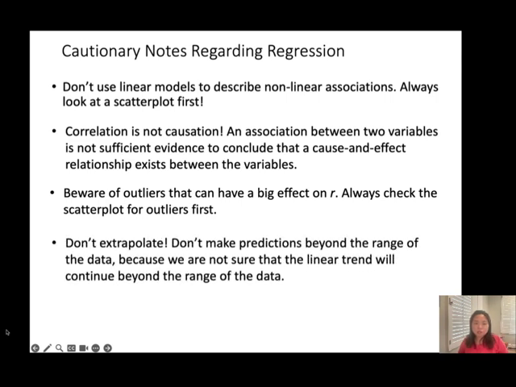Don't extrapolate. Don't make predictions beyond the range of the data, because we are not sure that the linear trend will continue beyond the range of the data. Our prediction may be wrong if it is outside the range of observed x values.